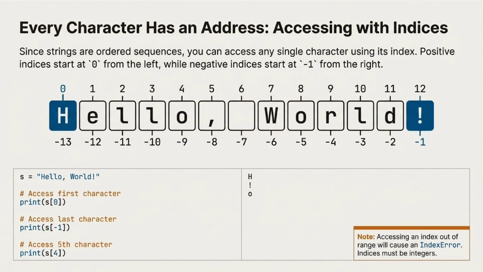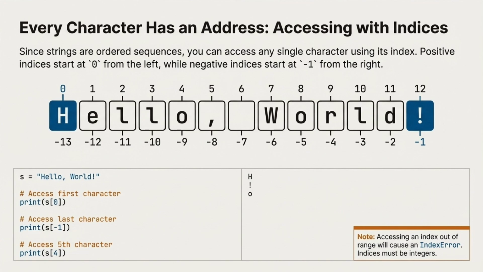Every character in a Python string has a specific position, which we call an index. Because strings are ordered sequences, Python allows us to access individual characters using these index values. Indexing always starts from 0 on the left side, so the first character has an index of 0 and the second has an index of 1 and so on. Python also supports negative indexing, which means we can count characters from the right side, starting with -1 for the last character. In this example, we have the string hello world.